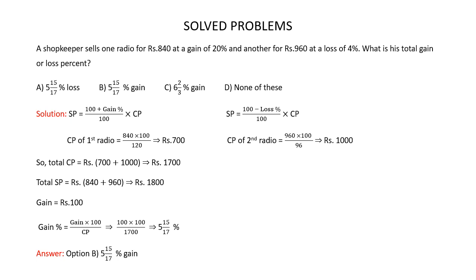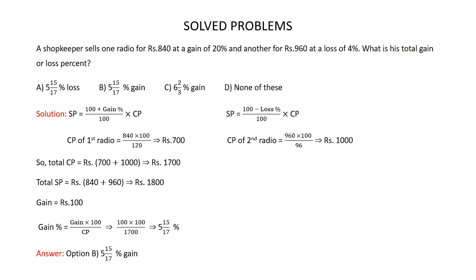A shopkeeper sells one radio for rupees 840 at a gain of 20% and another for rupees 960 at a loss of 4%. What is his total gain or loss percent? You are given four options here and you have to find out which of these options is the correct one. So here you are asked to find the shopkeeper's total gain or loss percent.